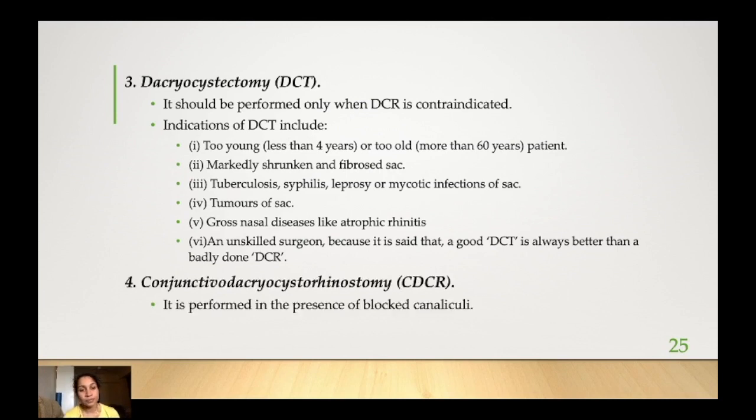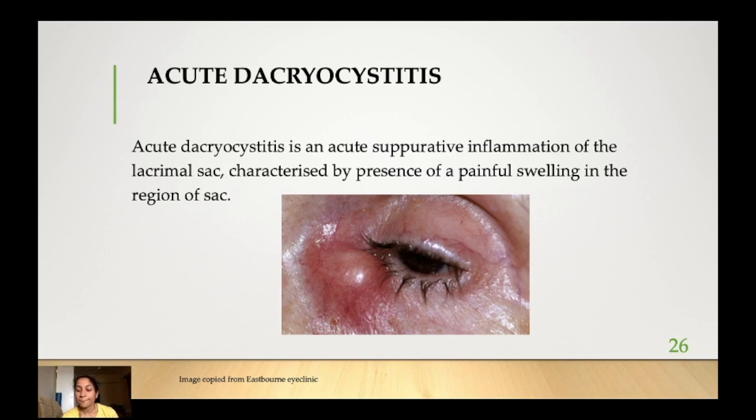Last, congenital dacryocystorhinostomy. It is performed in the presence of blocked canaliculi. If blocked canaliculi are also there, then we have to do this one. So that is about chronic dacryocystitis.